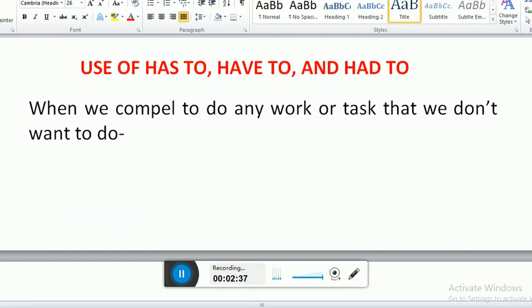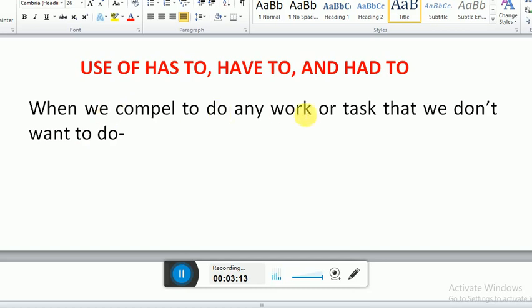And if we talk about the use of has to, have to and had to, it is totally different from it. One more thing we will discuss, that has, have, had are the primary auxiliaries, because you know the primary auxiliaries are of three types: be, do and have. So has, have, had are the primary auxiliaries, but has to, have to, had to are the modal auxiliaries.